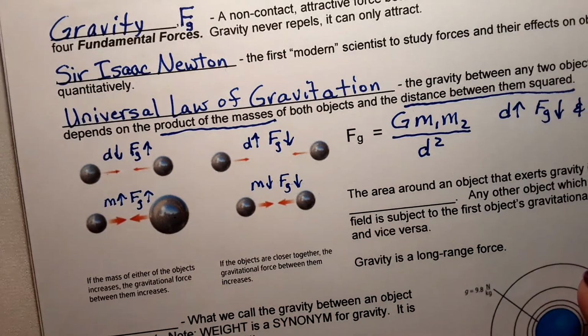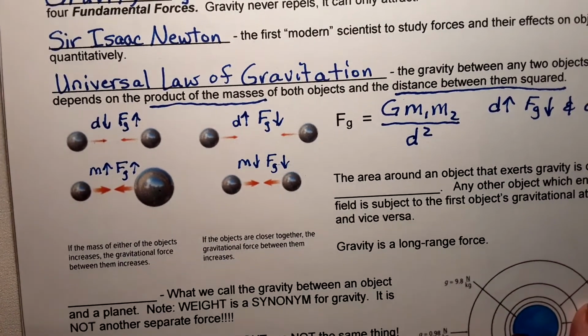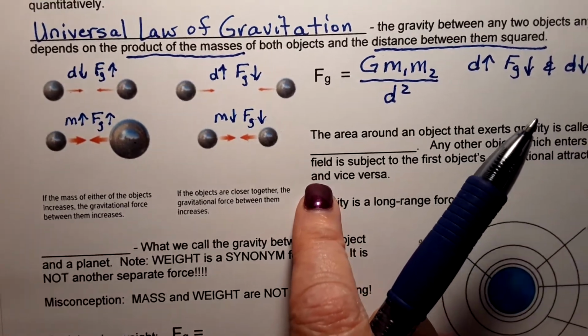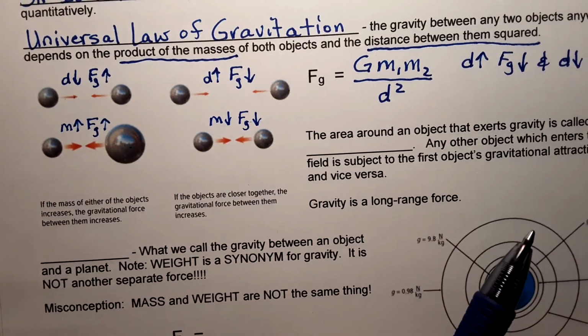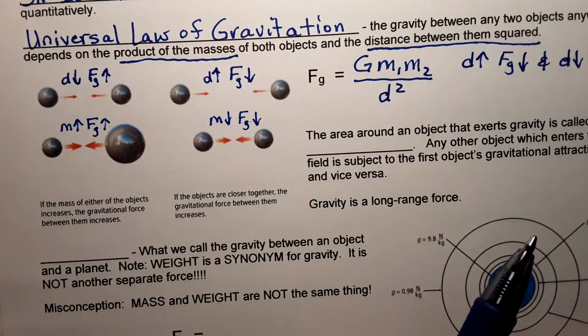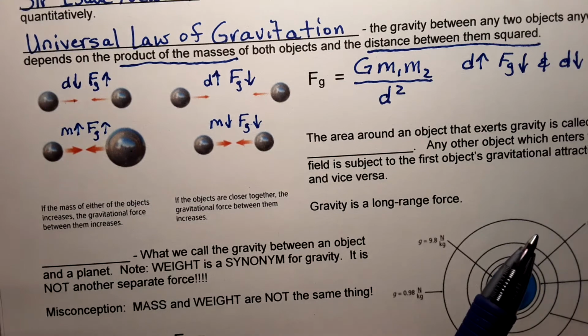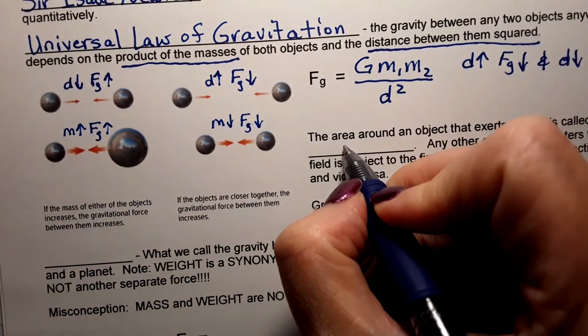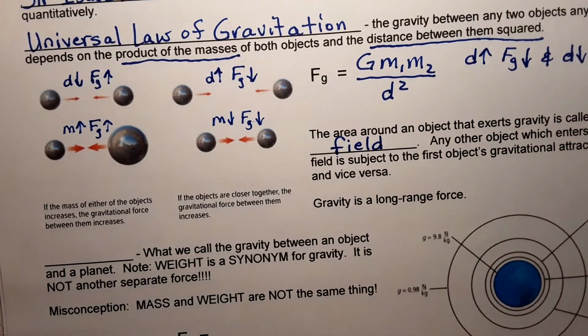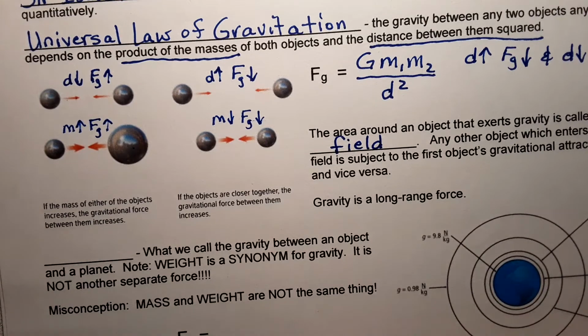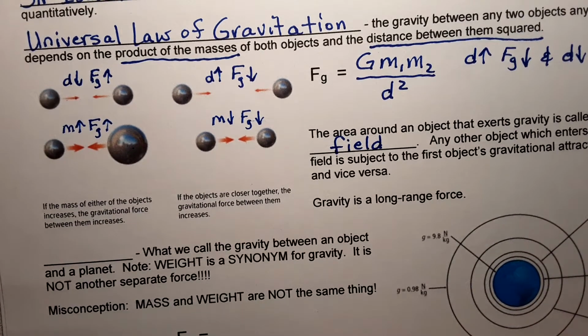All right, now let's talk for a minute about this region that we have around every mass, where if another object comes within that region, it's affected by the gravity. This is called a field. All objects have a region of gravity around them, and we call that a field, okay? And gravitational fields can extend a long way.